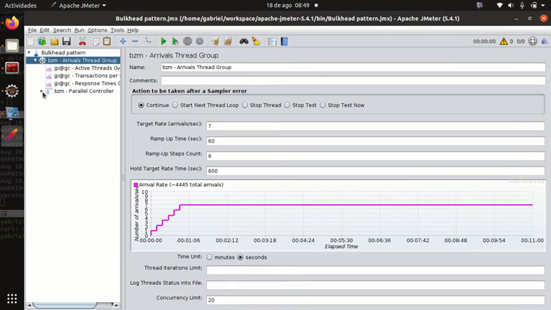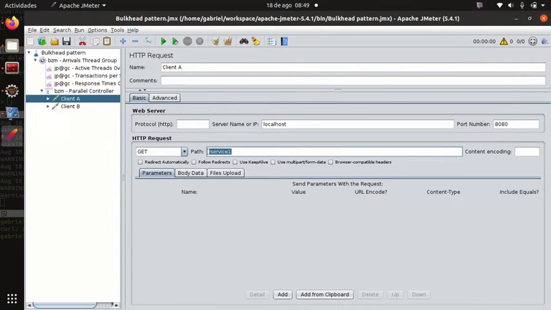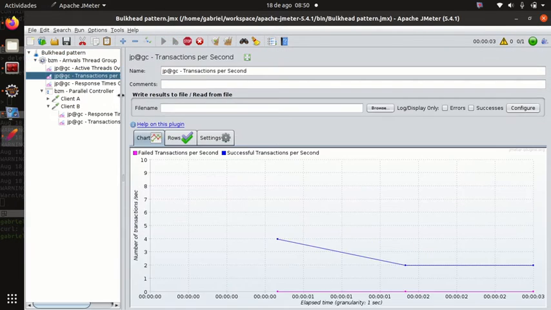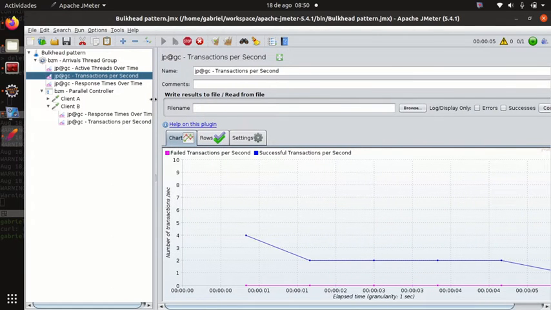Here I have two request generators: client A that sends requests to service 1, and client B that sends requests to service 3. Using this plugin, which allows me to generate a constant number of requests per second, in this case 7 requests per second per client after a ramp-up period of 16 seconds. Let's start to generate some requests, and let's see the transactions per second graph.